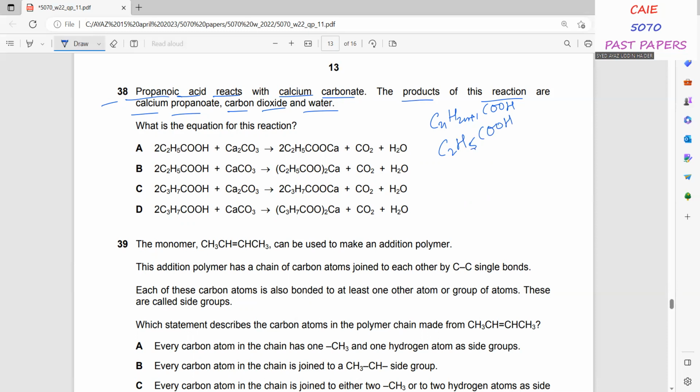So automatically choice C and D are incorrect because both of these are butanoic acid. We are left with A and B. Either A is correct or B is correct. Now, the valency of calcium is 2. So the product must have the alkanoate ion forming a bond with calcium in this way: (C2H5COO) whole twice Ca. So only choice B will be right in this case. Choice A is wrong.